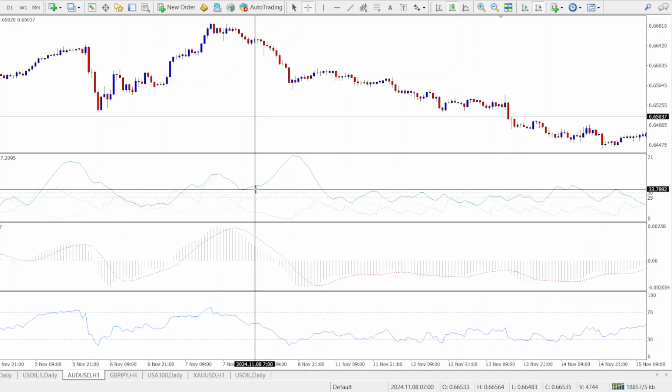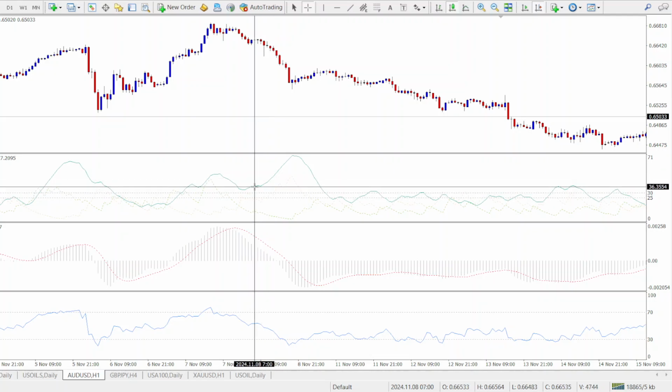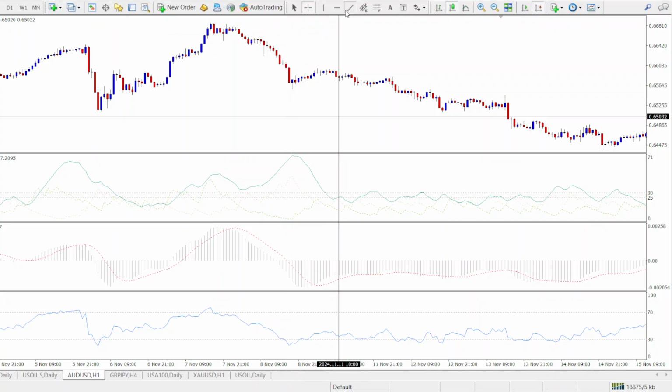Remember that ADX does not show you direction of trend, it only shows you the strength. So we can see that this is a bearish move, but the ADX was trending upwards. It was showing that the bearish trend is strong. That's the reason why it was trending upwards.